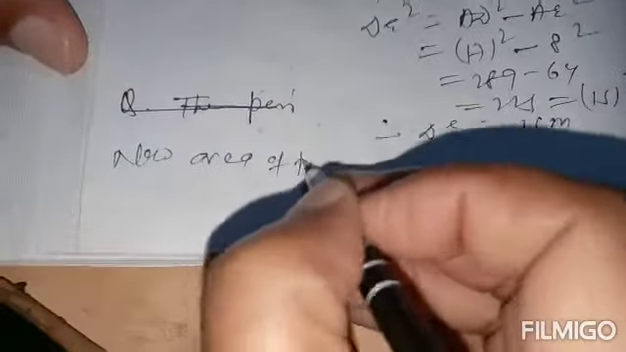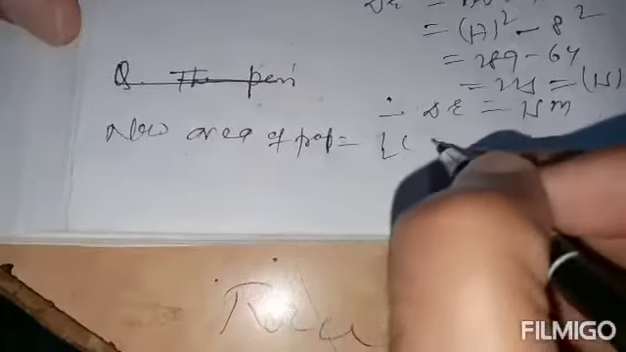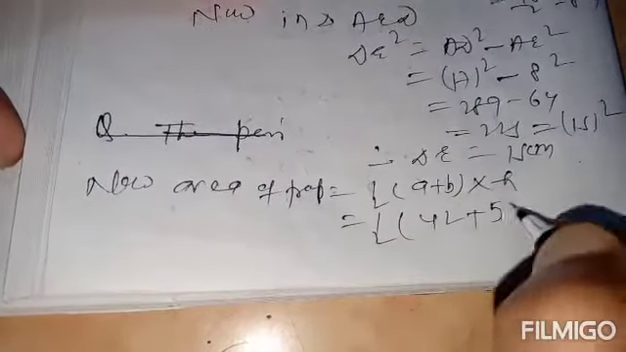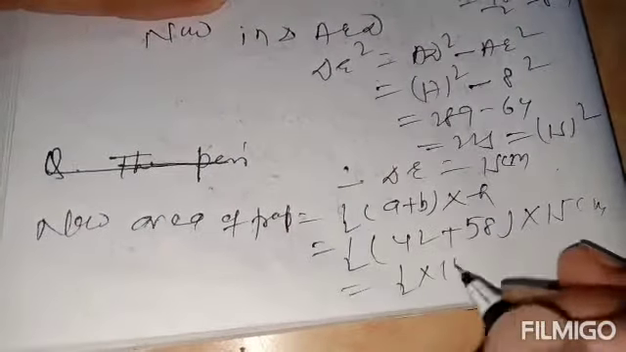So now the area of the trapezium is half into A plus B, which is the sum of parallel sides, into height. So half, and the parallel sides are 42 and 58 centimeter, into 15 centimeter. So half into 100 into 15 centimeter square, 750 centimeter square.